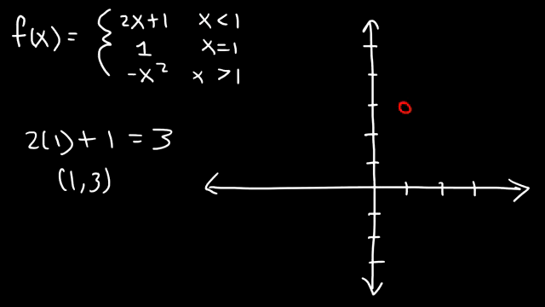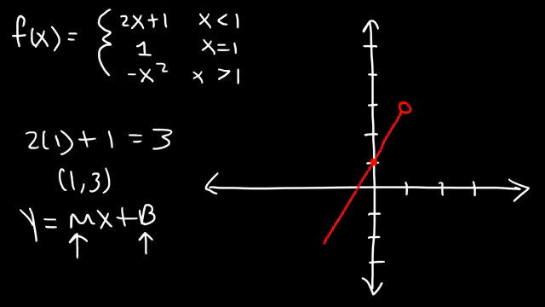Now this graph has a slope of 2 and a y-intercept of 1. Keep in mind, it's a linear equation in the form y equals mx plus b. So the number in front of x is the slope, and this number is the y-intercept. So we also have this point when x is 0, y is 1. So we can say this graph looks like this. We can only plot the left side of the graph, where x is less than 1.